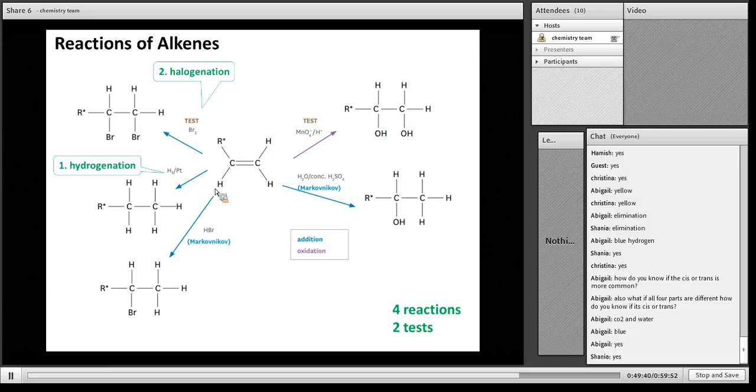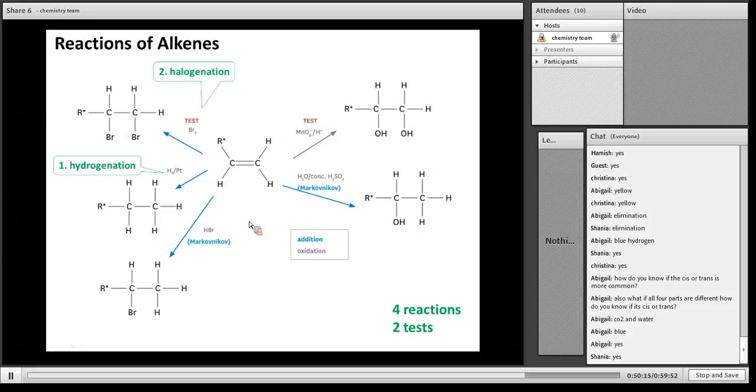Yep, okay. Now I've highlighted here Br2 because we use that also as a test for an alkene, because bromine is a nice browny reddy color. So if there's a color change, then we know we've got an alkene, because bromine is that browny reddy color and this is colorless. So if we start off with something colorless, we add something that's browny red. If it quickly goes to something colorless, we know we had an alkene to start off with.